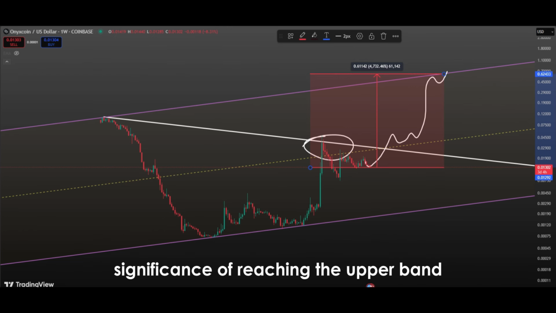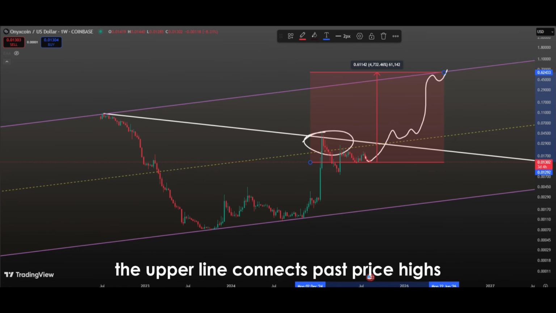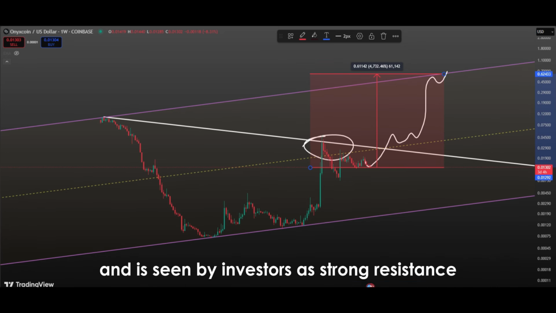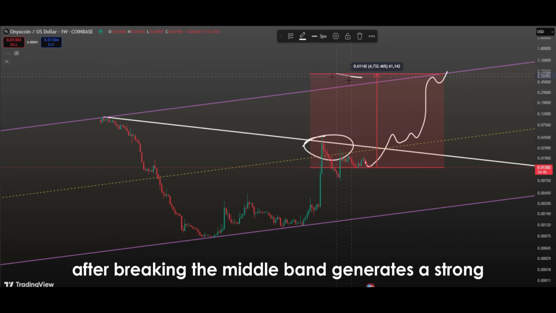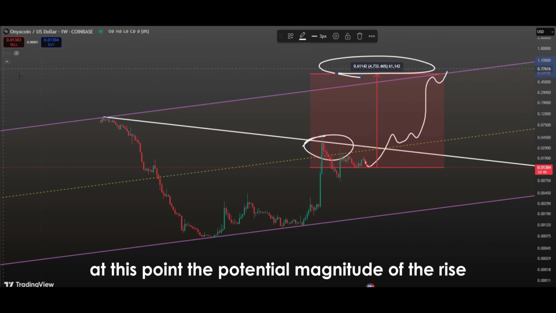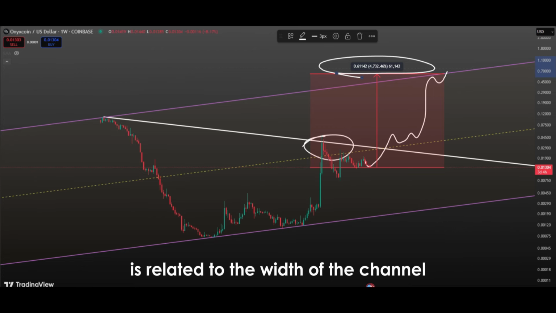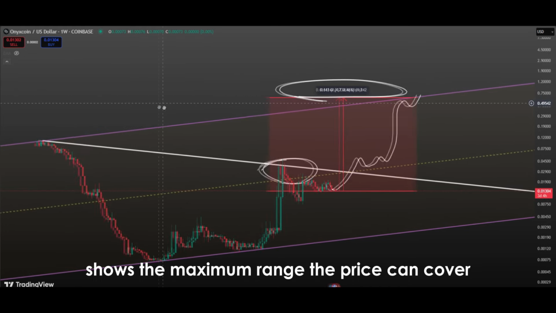The significance of reaching the upper band lies in the structure of the channel. The upper line connects past price highs and is seen by investors as strong resistance. Moving toward the upper band after breaking the middle band generates a strong bullish signal both technically and psychologically. At this point, the potential magnitude of the rise is related to the width of the channel. The distance between the lower and upper lines shows the maximum range the price can cover during this move.